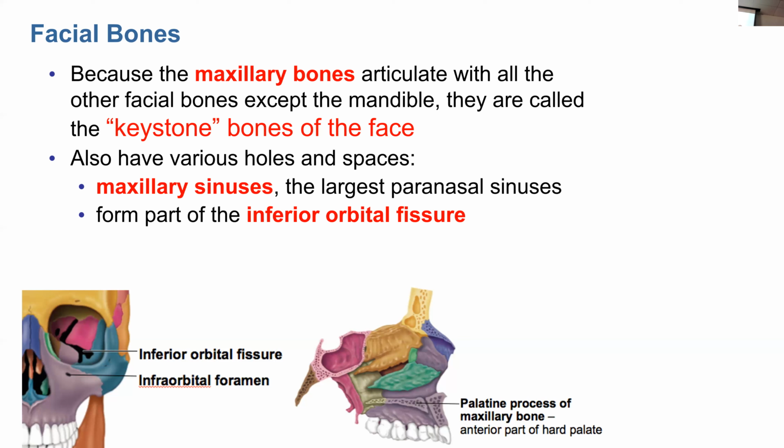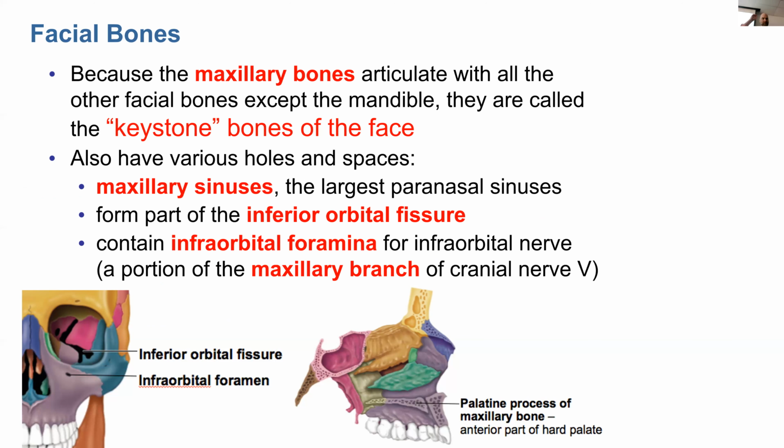If you stick your finger up just posterior to your teeth and feel that hard bone there, I'm not going to do it right now, that is going to be this palatine process of your maxillary bones. It forms what's called the hard palate, or the roof of your mouth. And these also contain foramina for some nerves. Again, I'm not going to ask you to know those in detail. I just want you to be able to identify them generally and know what their job is.